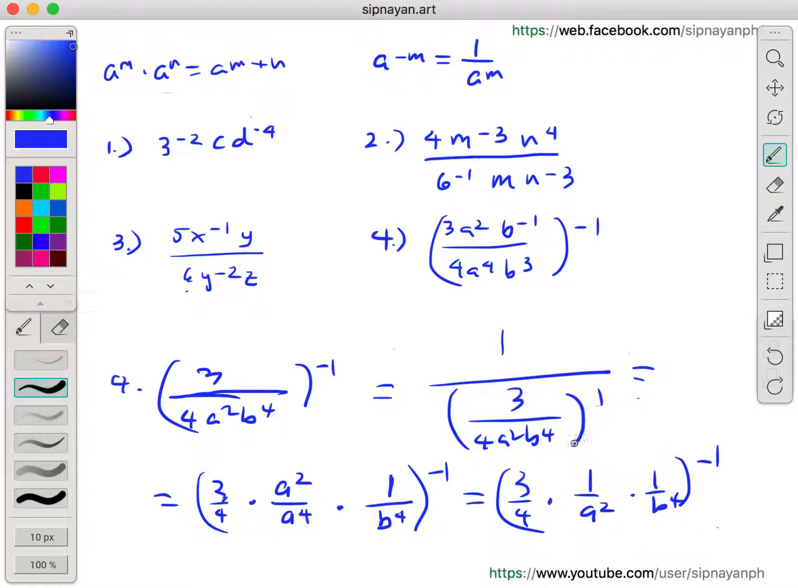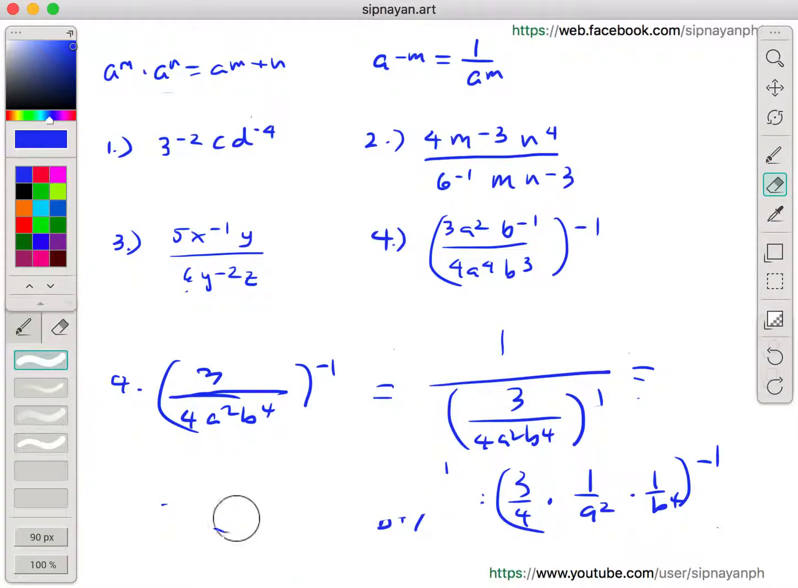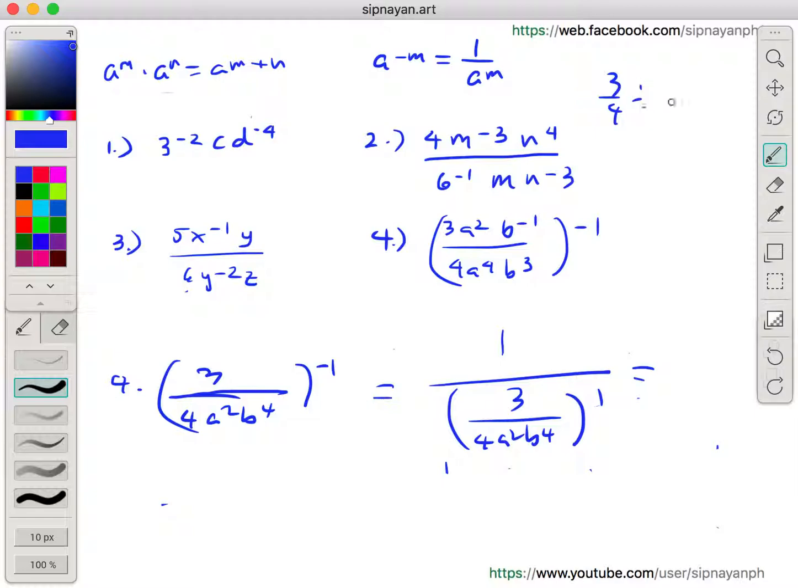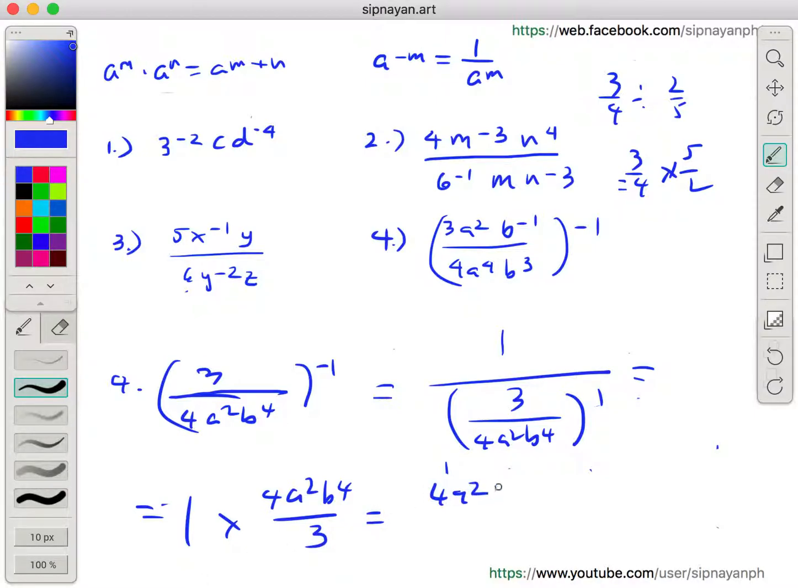And if you remember what I said in the previous videos, when you divide a fraction, you're actually multiplying by the reciprocal. We multiply the reciprocal. Remember, 3/4 divided by 2/5 becomes 3/4 times 5 over 2. So, one fraction here is 1, equal to 1 over 1, or simply 1, times the reciprocal of this, 4a squared b to the fourth over 3, which is equal to 4a squared b to the fourth over 3. Any number multiplied by 1 is equal to that number, or that expression.